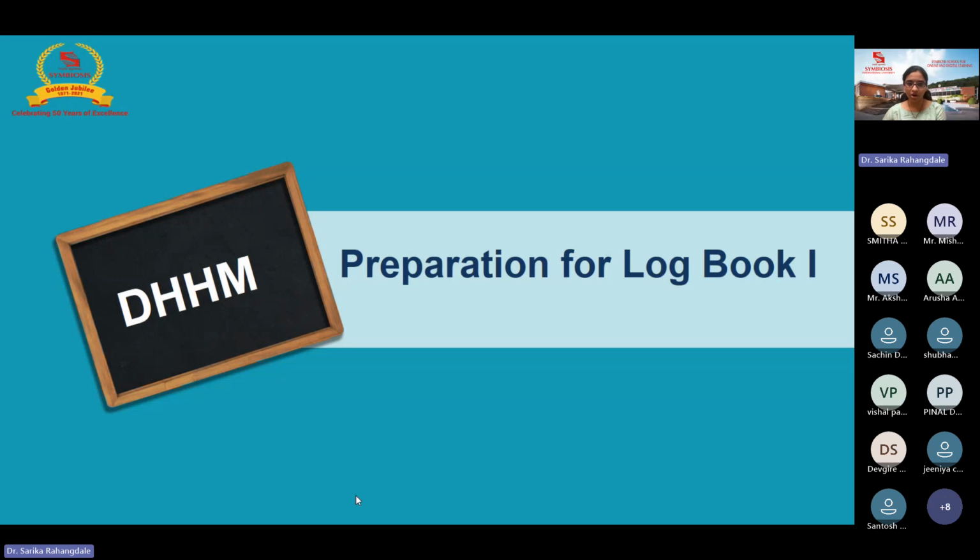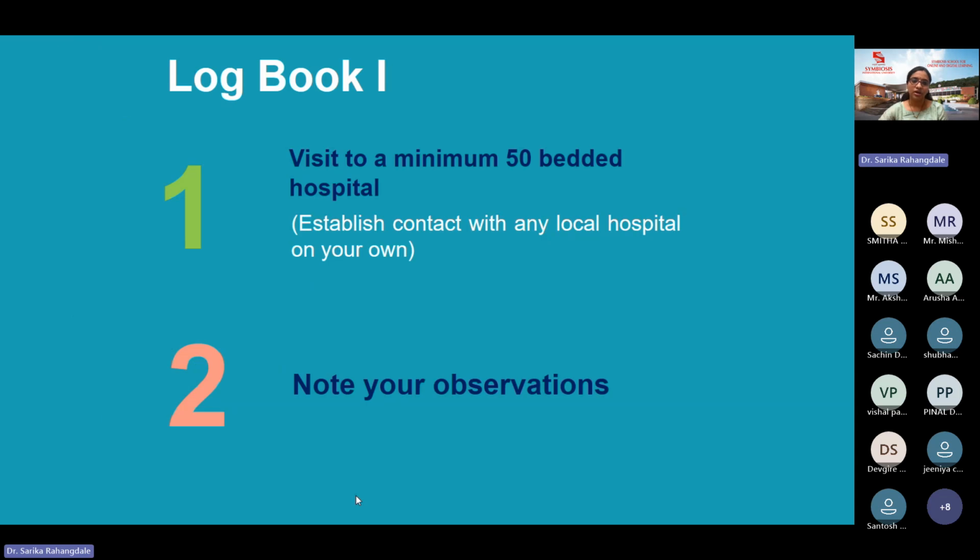So now let's talk about how to prepare logbook 1. I hope you have already received your authority letter. For logbook 1, you have to select a minimum 50 bedded hospital.